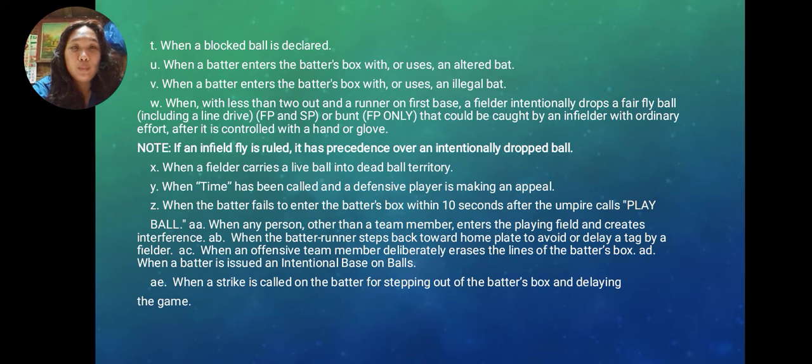Letter W, when with less than 2 out and a runner on first base, a fielder intentionally drops a fair fly ball, including a line drive, FP and SP, or bunt, FP only, that could be caught by an infielder with ordinary effort after it is controlled with a hand or glove. Note, if an infield fly is ruled, it has precedence over an intentionally dropped ball.